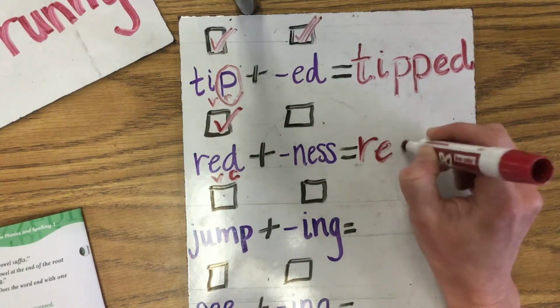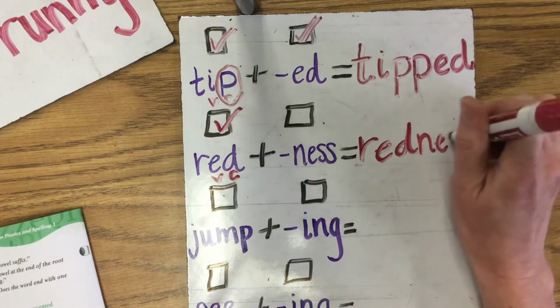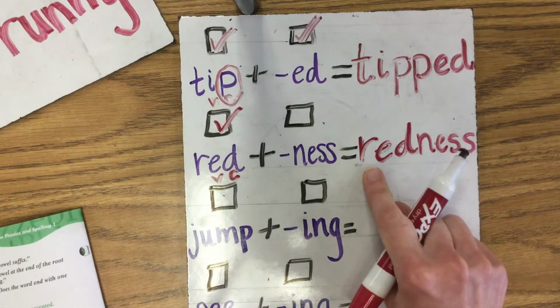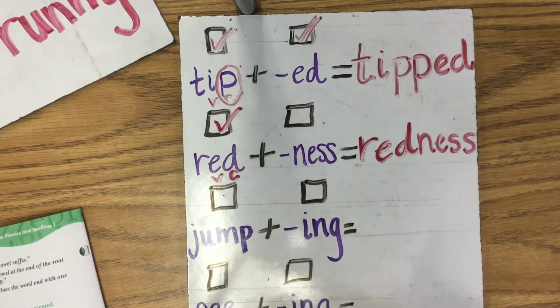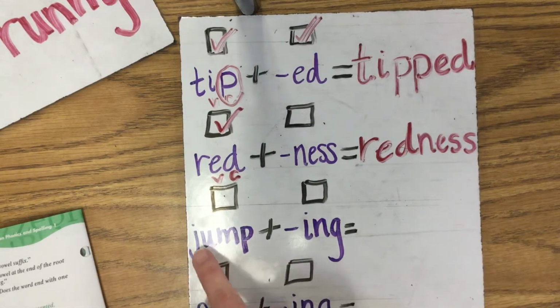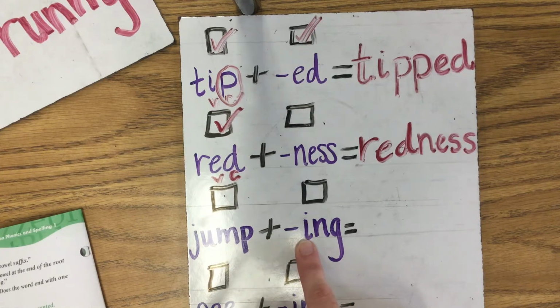So we write red, and then we write ness. And when we put it together, we have redness. So nothing has changed, we just slap those two together. Let's go to the next one. Our root word, jump, plus our suffix ing.